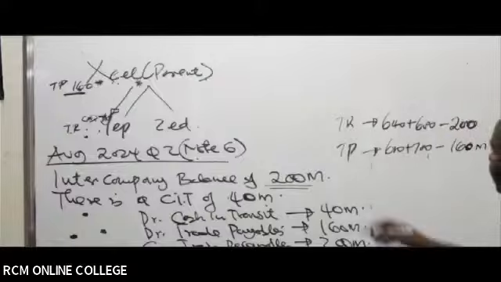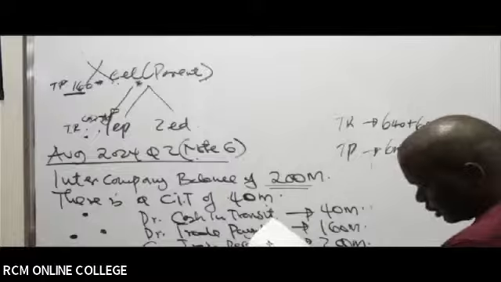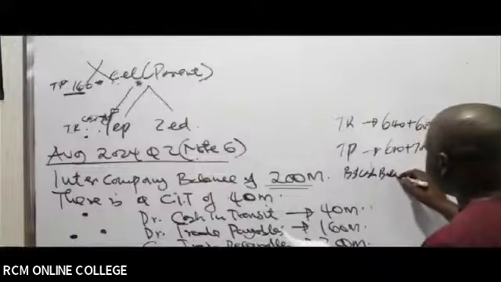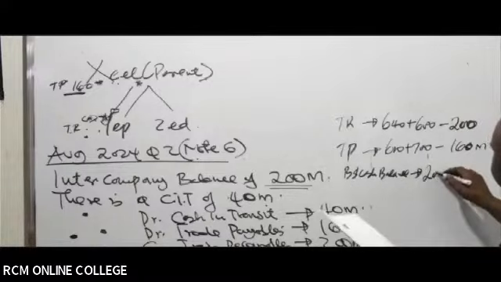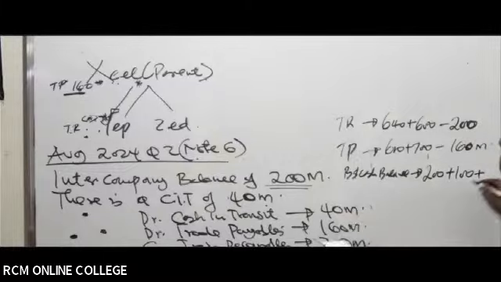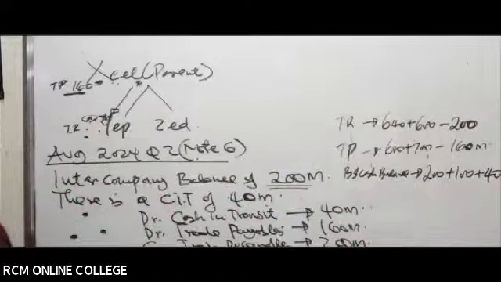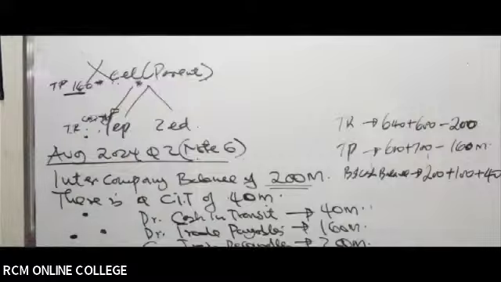Then there's the bank and cash balance. When you are consolidating, you take 200 plus 100, then you add on this cash in transit of 40. You add it here because you are debiting an asset account, and cash in transit is money. But for the trade payables, because it's a liability, you'll deduct.